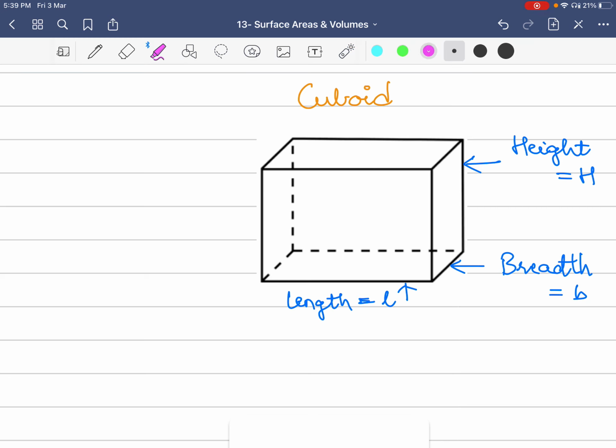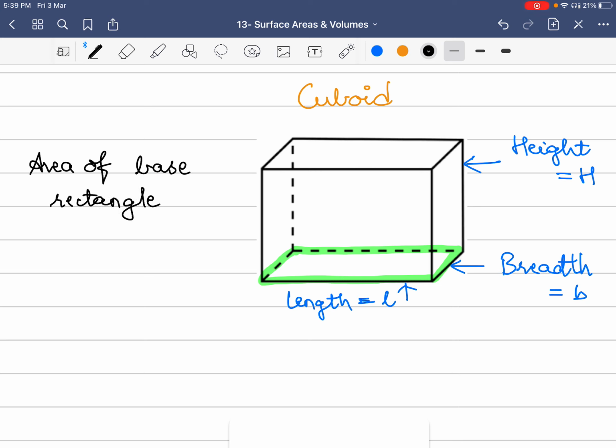Let me use a highlighter here. So we need to find the area of this rectangle. What will be the area of this rectangle? The area of the base rectangle will be equal to length into breadth. Quite simple. What is the area of the base rectangle? Length into breadth. And if you multiply this rectangle area by the height, we will get the volume of the cuboid, because that is how a cuboid is actually constructed.